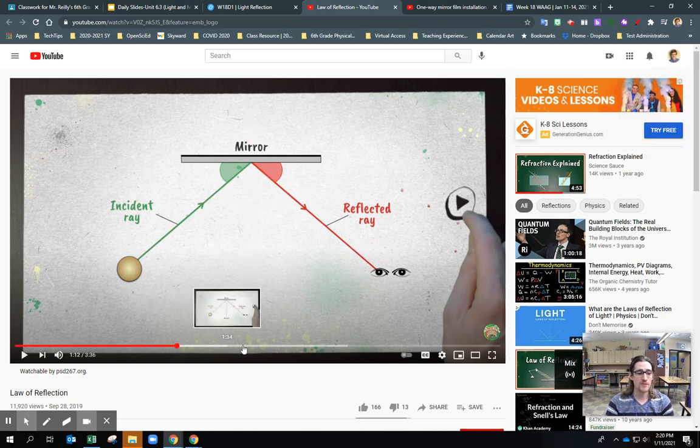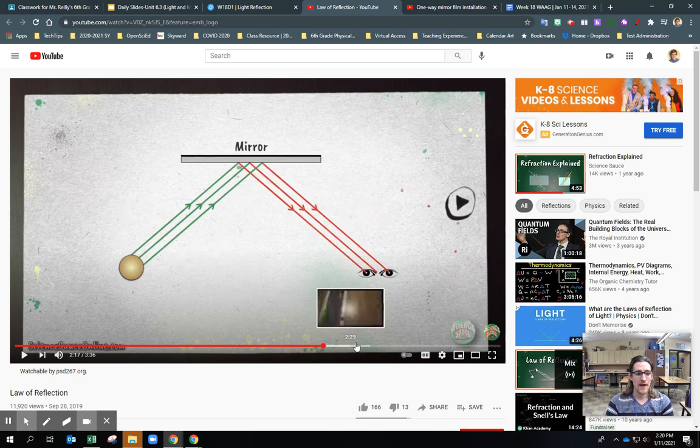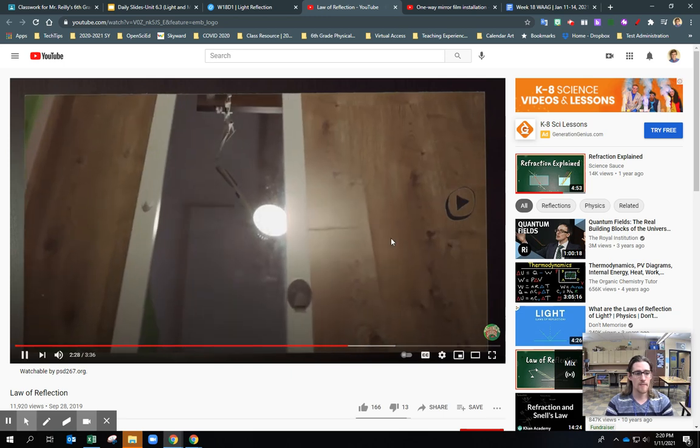That's one of our big ideas from this, and also a really big idea is about how light bounces off of smooth versus shiny objects.